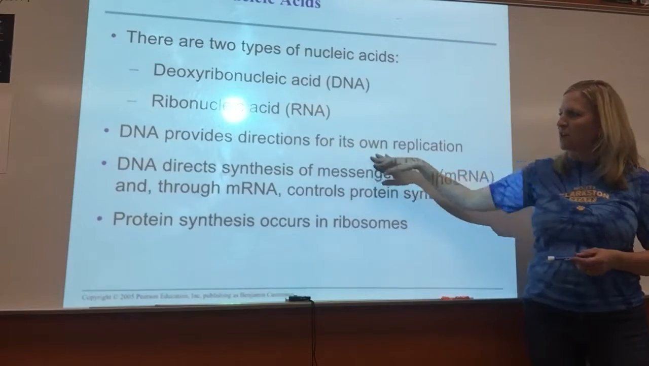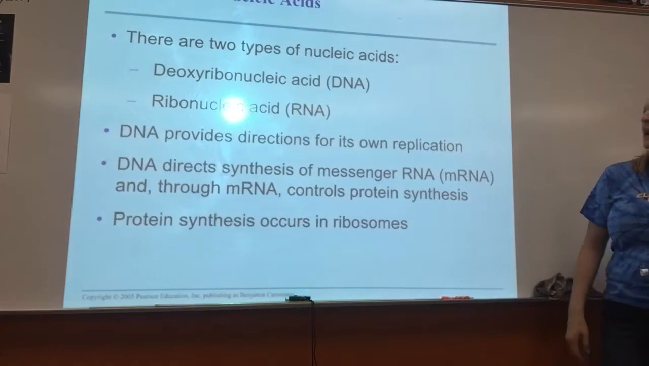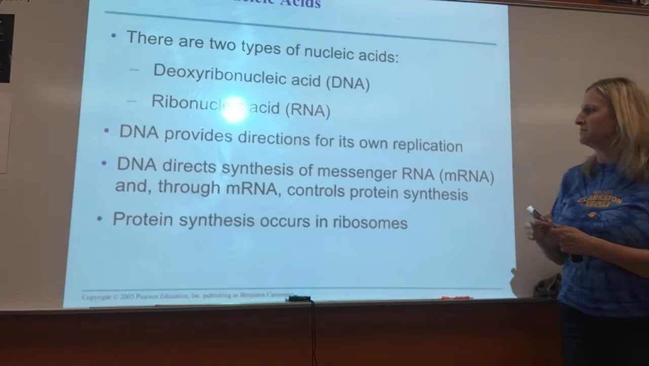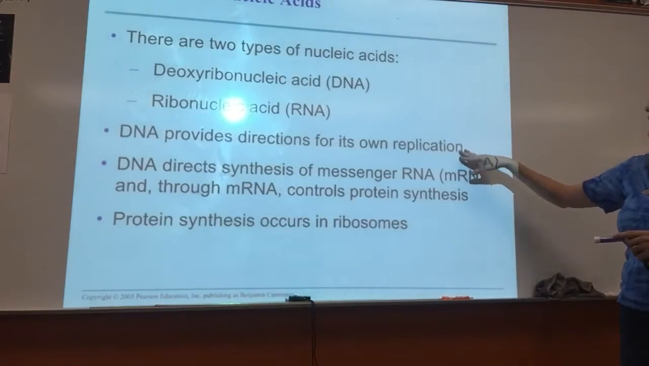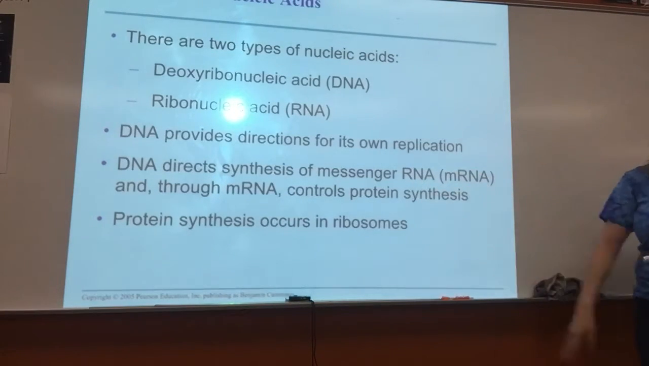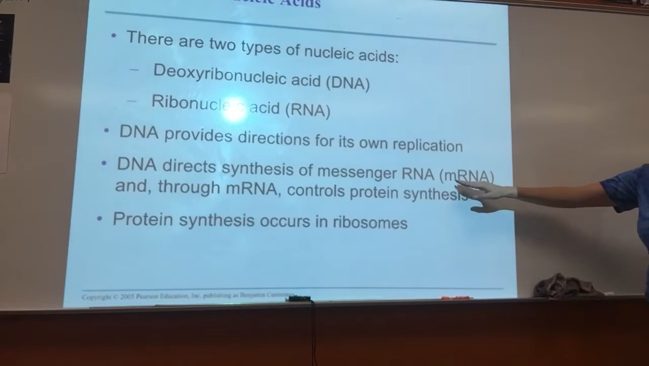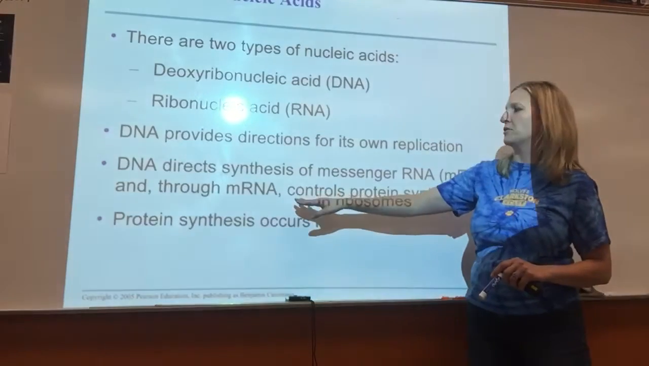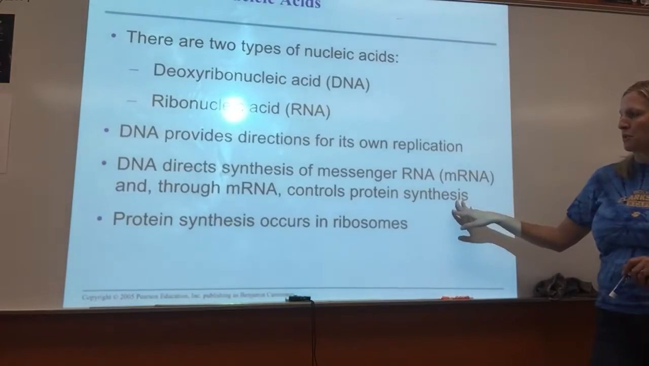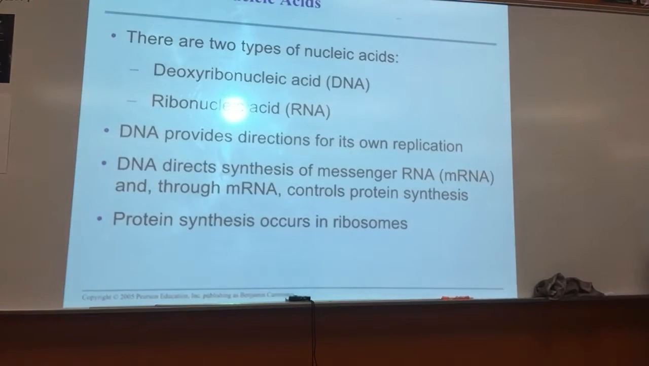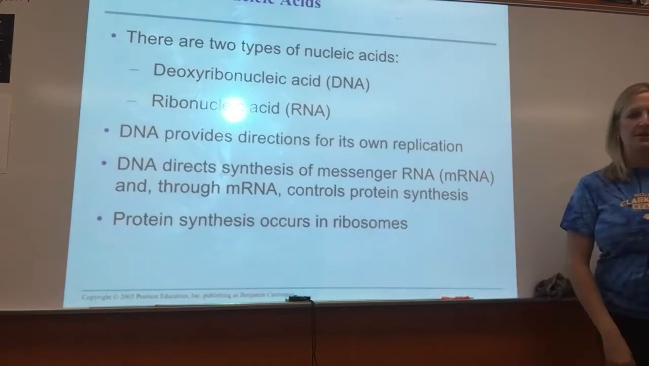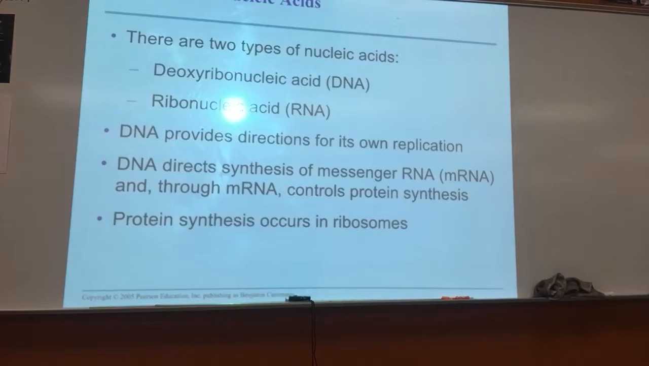And DNA, we'll talk a little bit more about this, provides direction for its own replication. So we can replicate our DNA. It directs the synthesis or making of mRNA. Hopefully you remember that rings a bell, and through mRNA controls protein synthesis, or the making of proteins. And proteins are made in ribosomes in the cell.